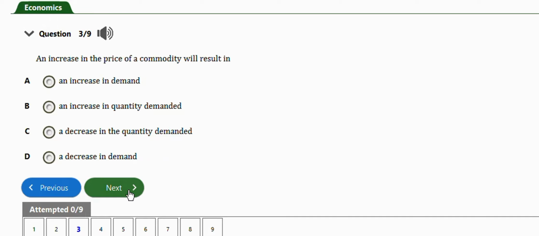Next question says an increase in the price of a commodity results in: an increase in demand, an increase in quantity demanded, a decrease in quantity demanded, or a decrease in demand. The right answer is option B, a decrease in quantity demanded.